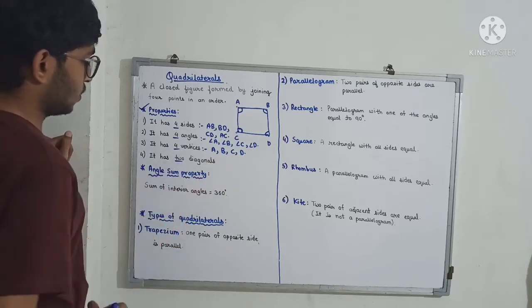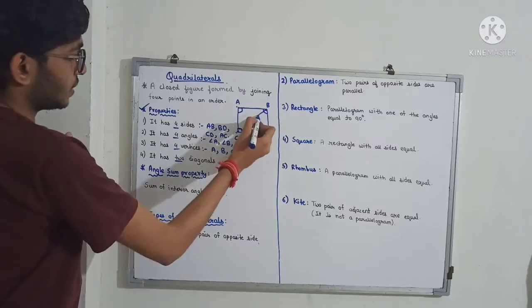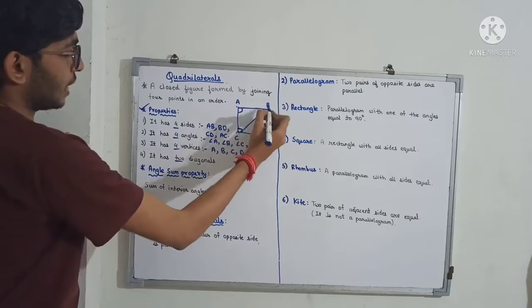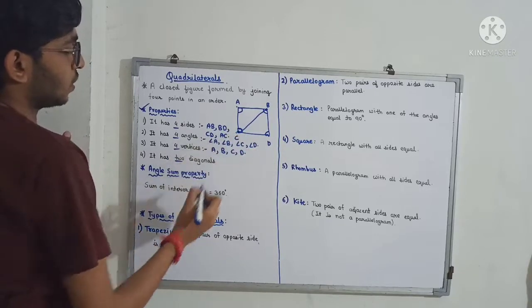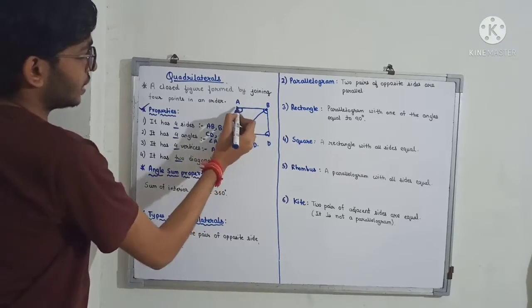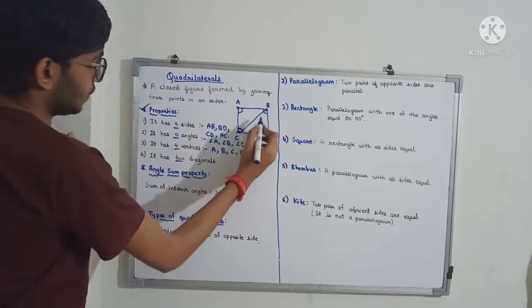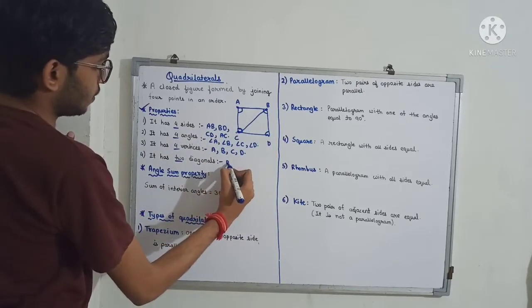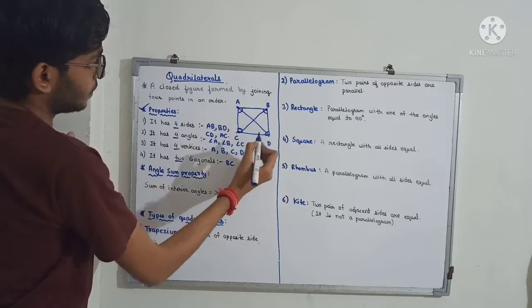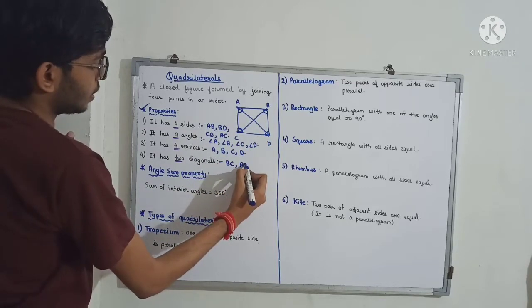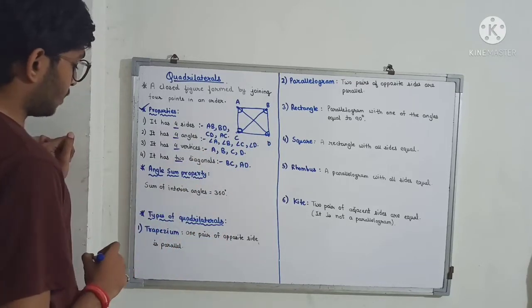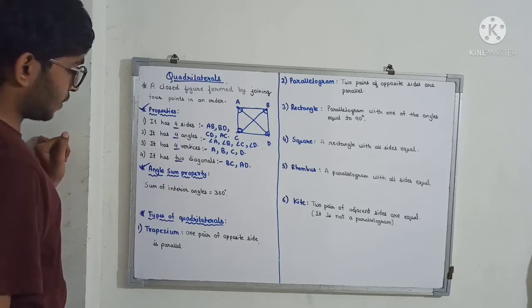And it has two diagonals. Diagonals are basically these lines, a line joining two alternate points in a figure. So basically there will be two diagonals. One will be BC and the second will be AB.